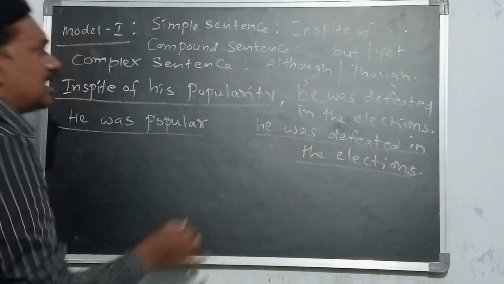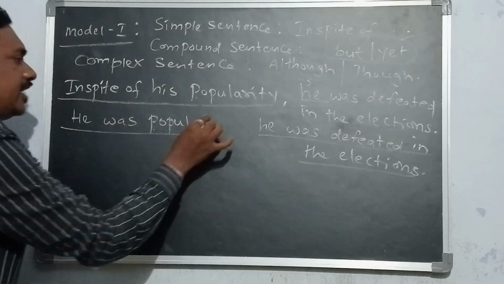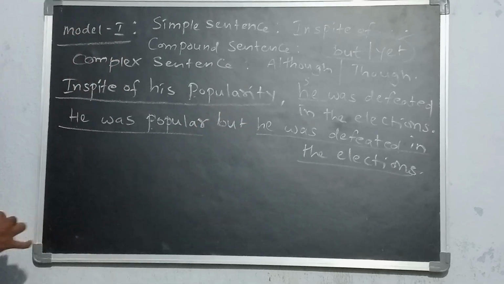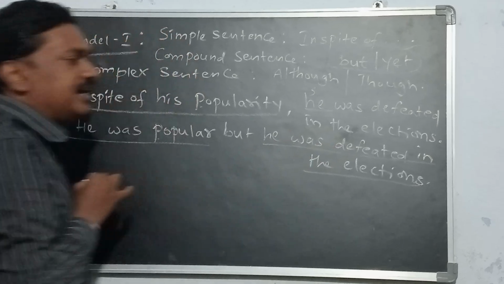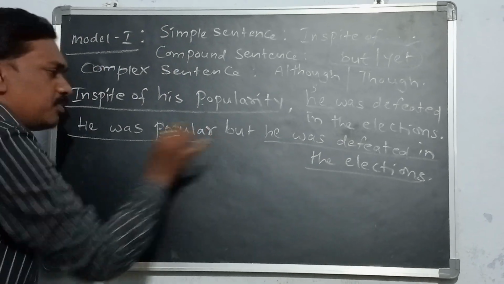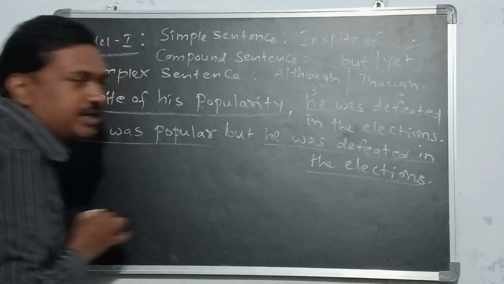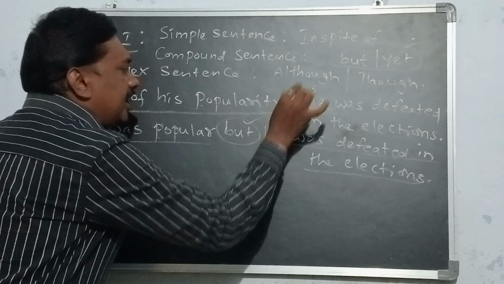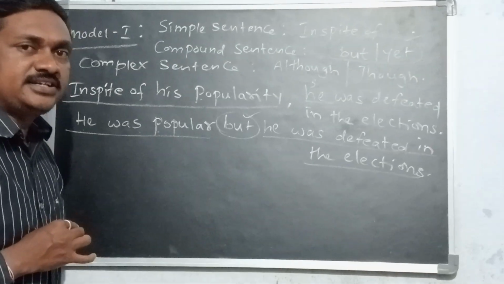Two main clauses are combined with these coordinative conjunctions, but or yet. So for example, here we write the coordinative conjunction but. So he was popular, but he was defeated in the elections. This is compound sentence. Okay, two main clauses are combined with the coordinative conjunction.